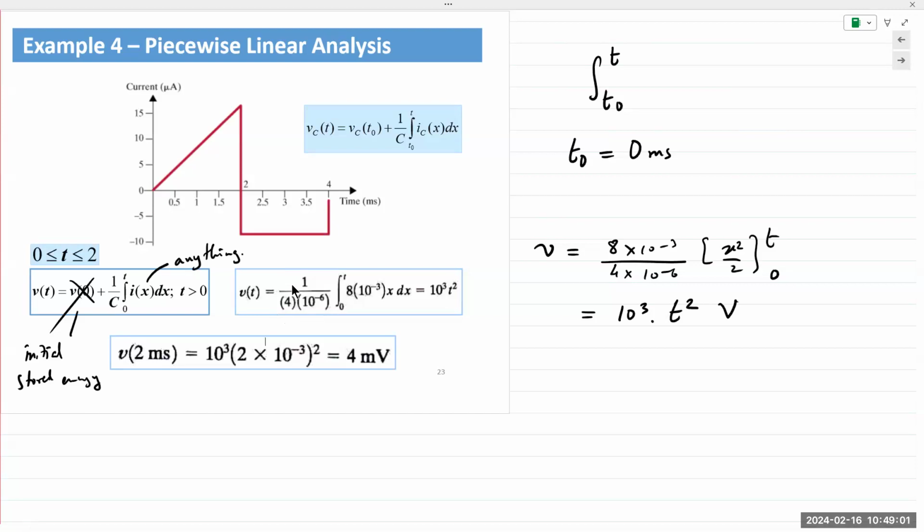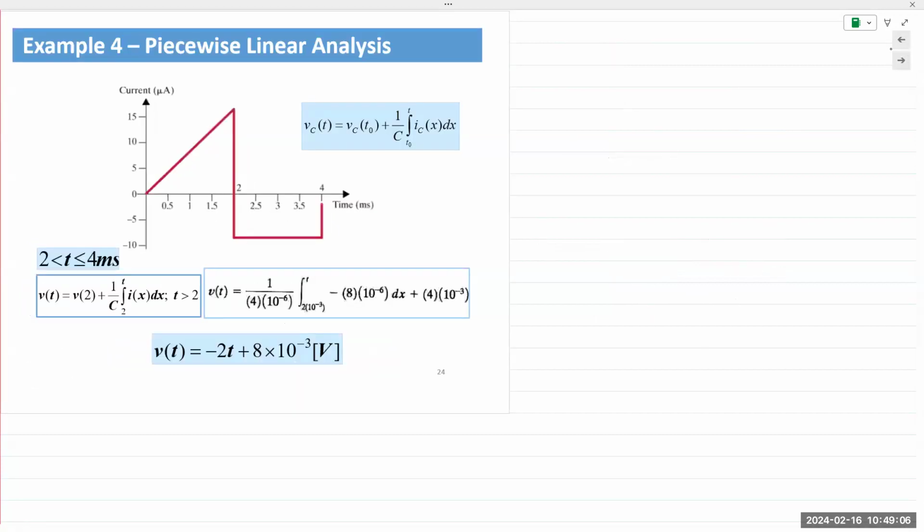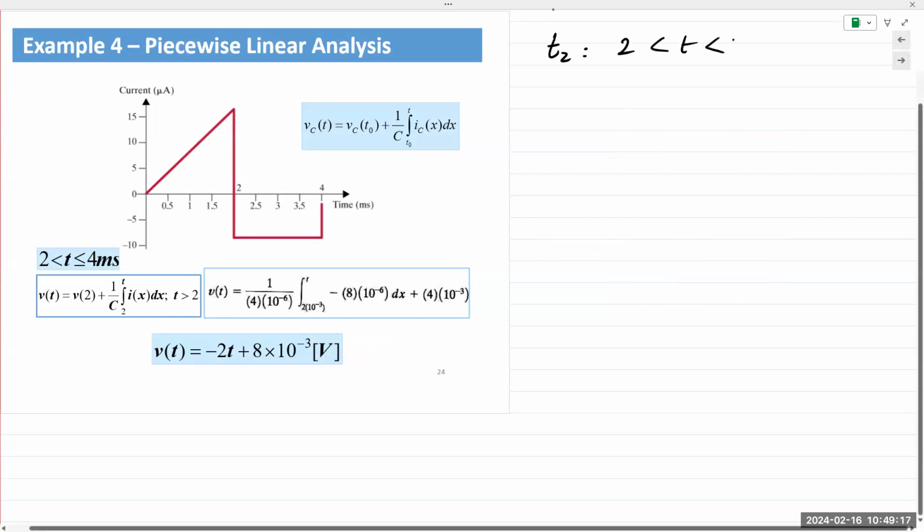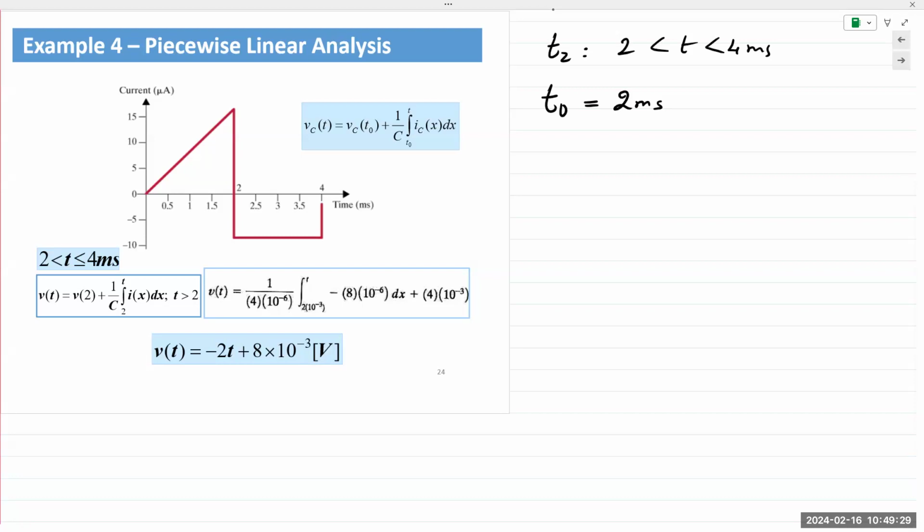Again, it's a function of t. I'm going to move along. I have about 11 minutes left. So when you get to the second time period, now my second time period is from 2 to 4 milliseconds. So my T0 is 2 milliseconds. The time where I begin my analysis is 2 milliseconds. So T0 has a value of 2.